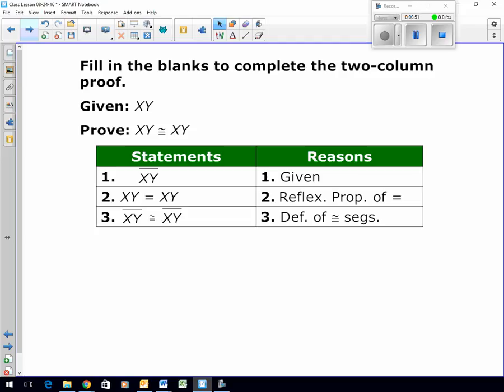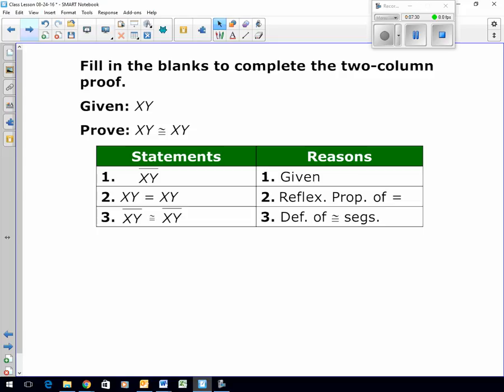Start there. Okay. XY should be a line segment. I've been given that I have a line segment XY. I know by the reflexive property of equality that we talked about yesterday that XY is congruent to itself. Just talked about that. XY is congruent to itself. Therefore, line segment XY is congruent to line segment XY because of the definition of congruent segment. Okay? Right? This is the flow.